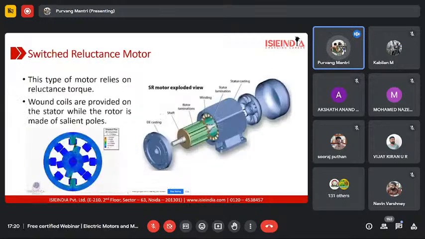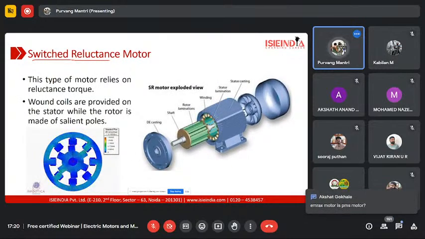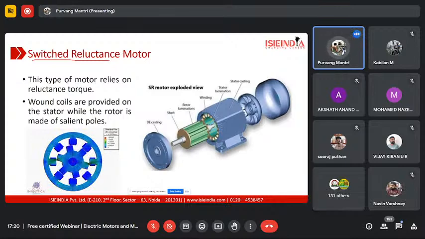The next thing I would like to talk about is the switched reluctance motor. The switched reluctance motor is sort of similar to a squirrel cage induction motor because we don't provide any electrical input to the rotor here, and we are not using any permanent magnets either. The rotor is made of salient poles. You can see over here, there are poles on the rotor and it is made of laminated iron sheets pressed together to create one entire rotor.